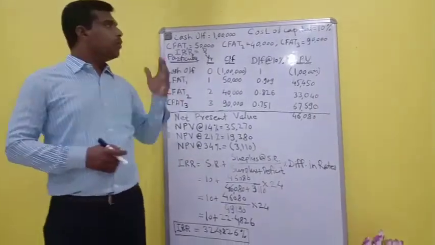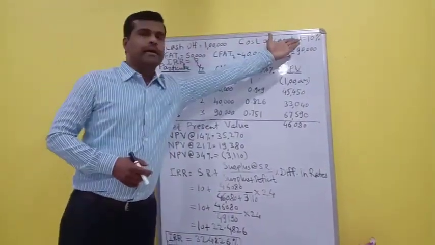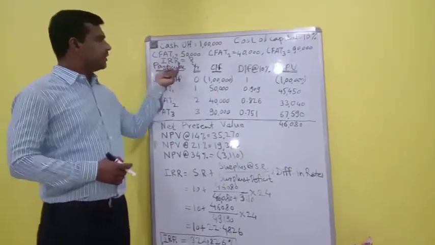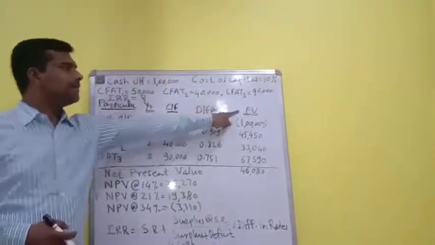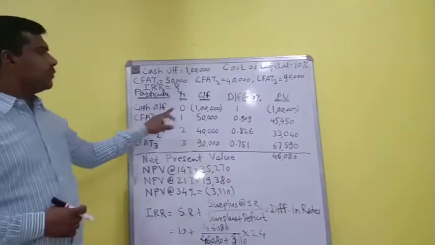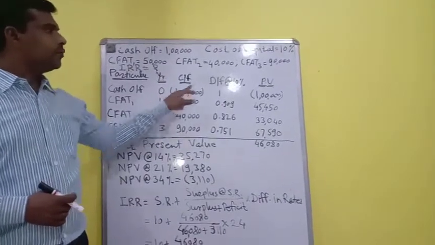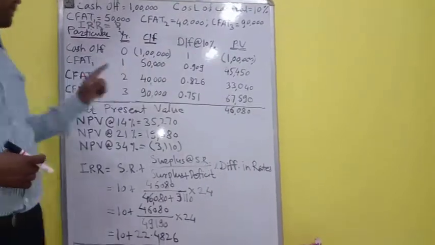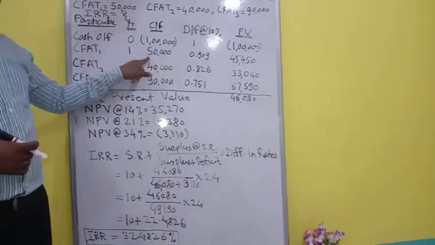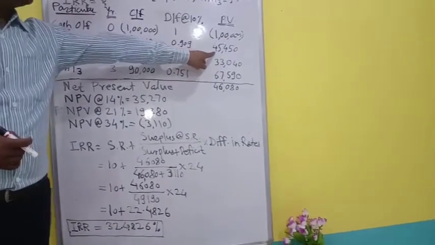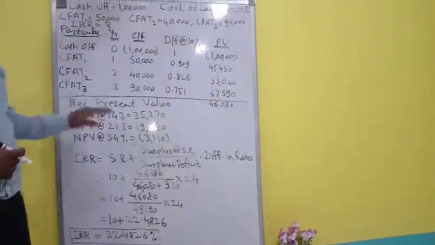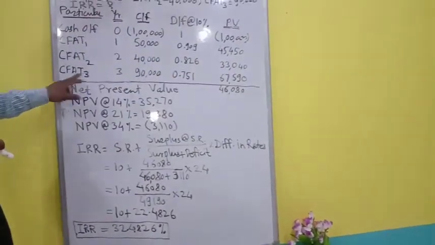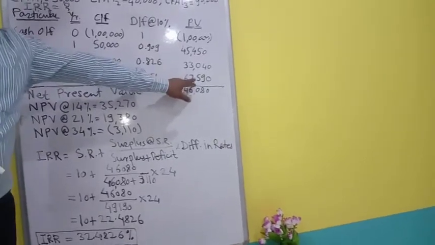So let us first see what is the NPV at cost of capital 10%. This is the common formulation that we already know. Particulars, year, cash flow, discounting factor at 10% and present value. So cash outflow was at year 0, 1 lakh rupees, discounting factor for year 0 is always 1, so present value is 1 lakh. Then cash flow for year 1 is 50,000 rupees, discounting factor is 0.909, so present value comes to 45,450. Similarly for year 2, the present value comes out to be 33,040, and for year 3, the present value comes out to be 67,590.